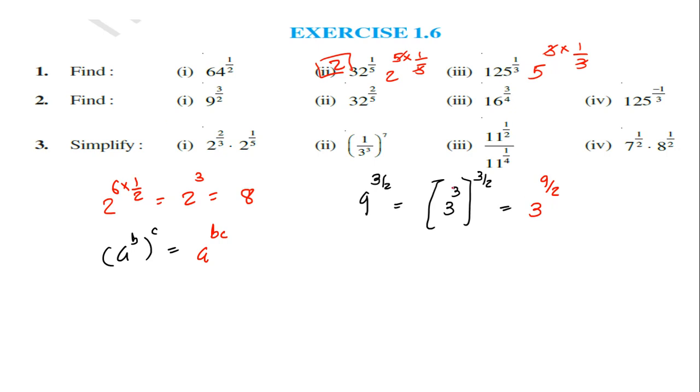Then here, what to do? Here you have to find its square root first. 9 square root is 3 and then you have to do cube. So actually first of all, let me explain you the trick. First you have to calculate for the denominator, not for the numerator. For example, first I will find the square root because I will not consider this 3. So if I will not consider this 3, then 1 by 2 means square root.